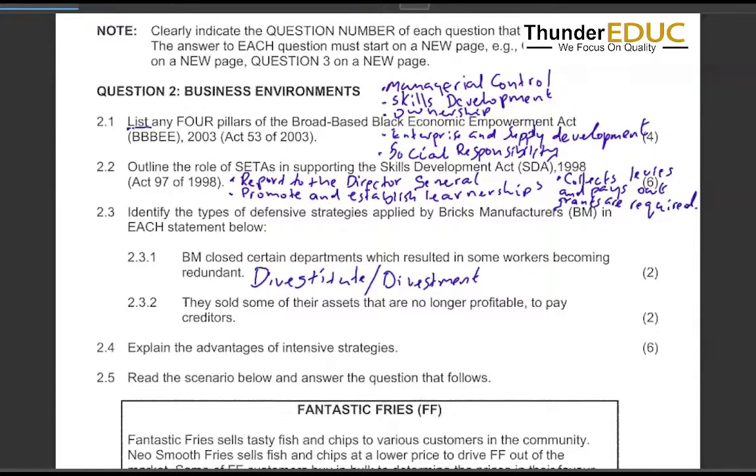Okay, so now let's check 2.3.2. It reads as follows: they sold some of their assets that are no longer profitable to pay creditors. This is nothing but liquidation. Liquidation.